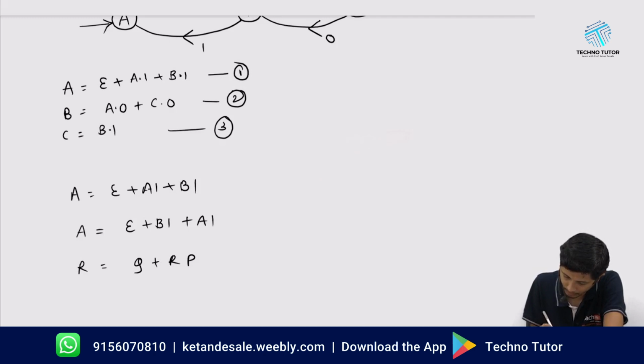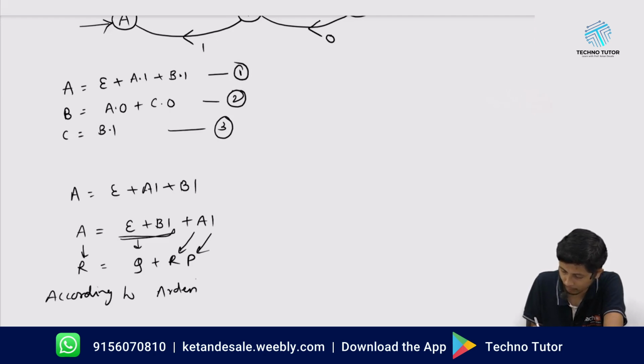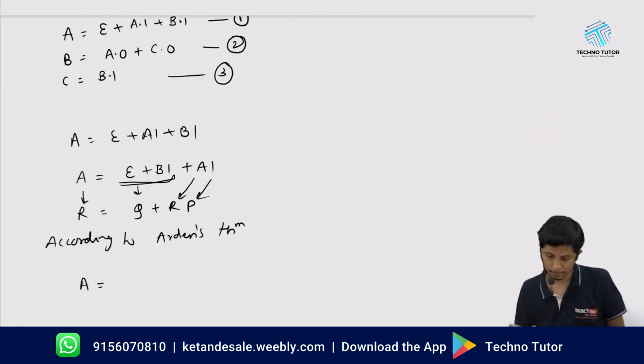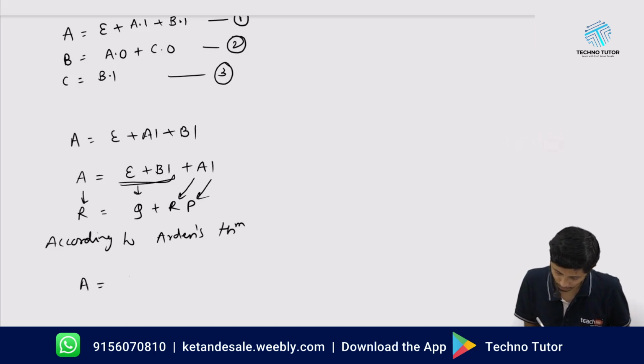Yes, it can be there. So this is complete your Q, this is R, and this is your P. So according to Arden's theorem, how you can simplify? A का equation आपको मिलेगा Q P star. Okay, so epsilon plus B1 1 star.